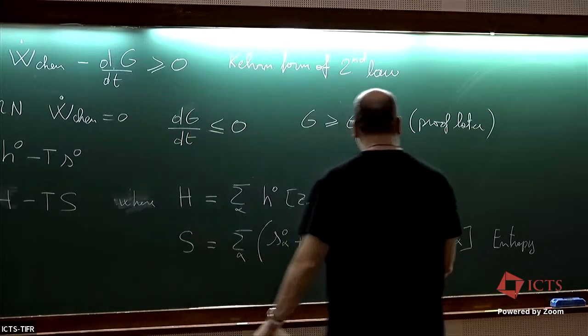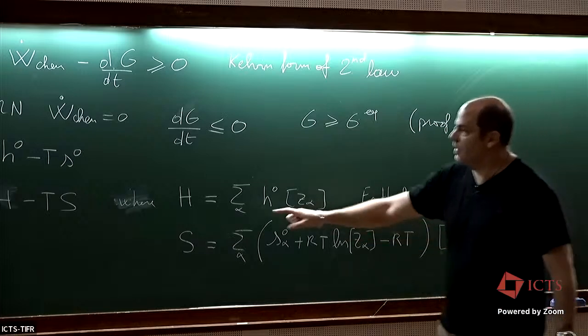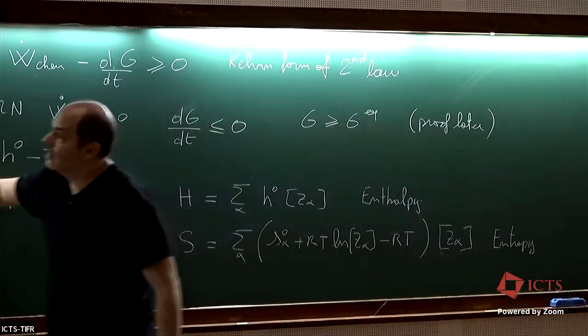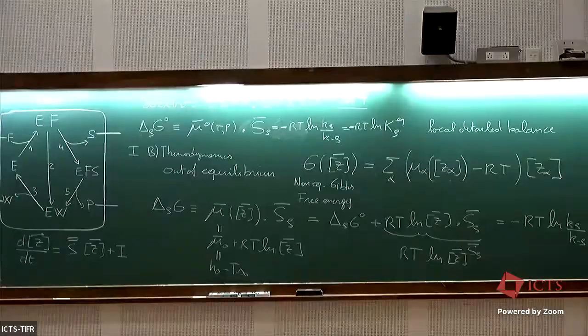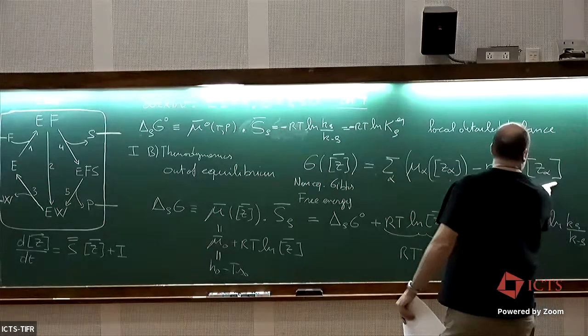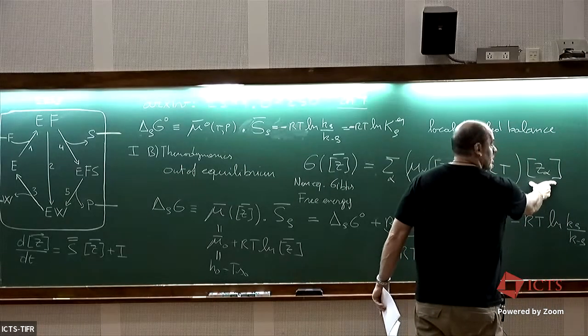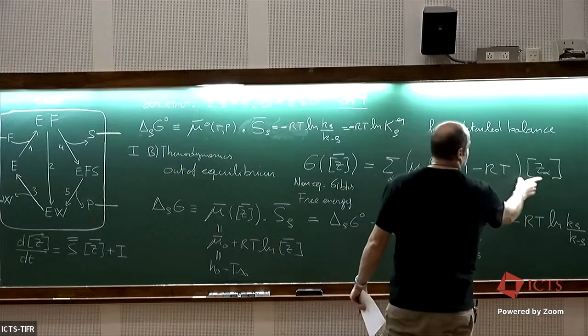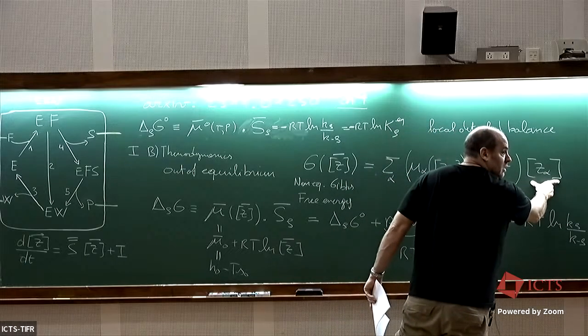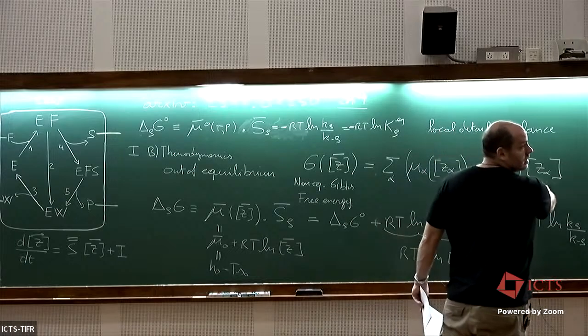Yes, but I'm multiplying because big J contains also, you can think of it as a kind of average. It's this guy here. It was mu minus RT times Z. So the Z outside is this one.